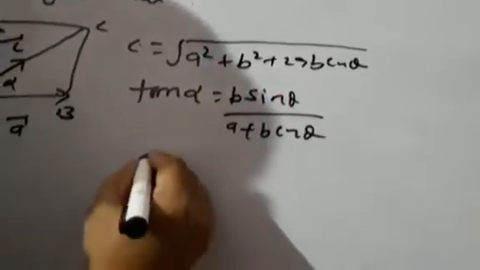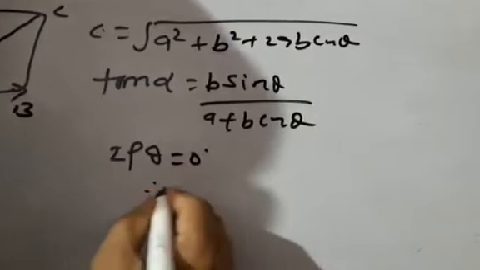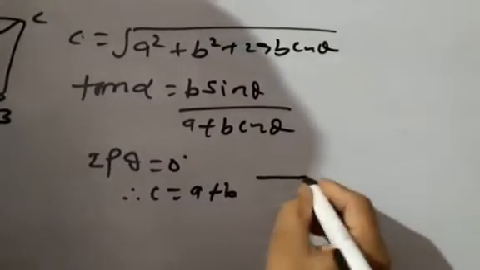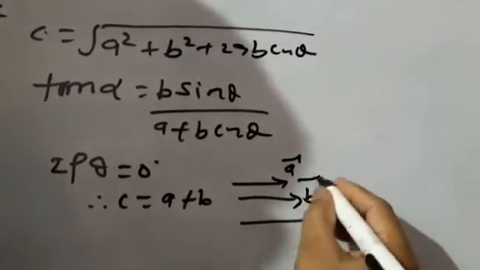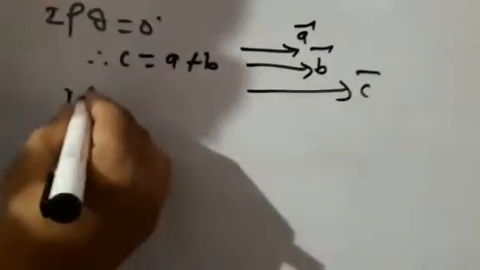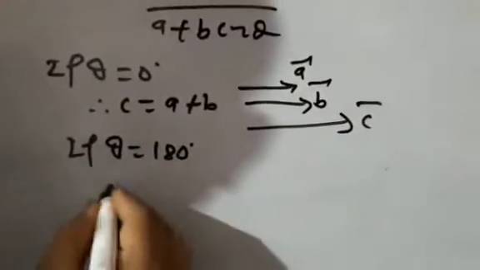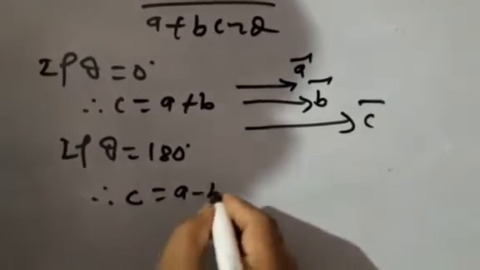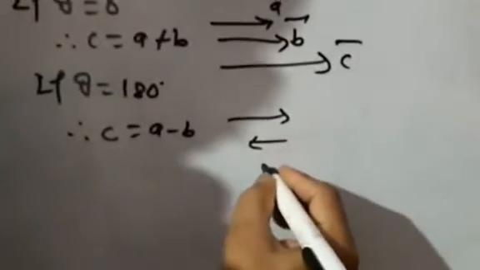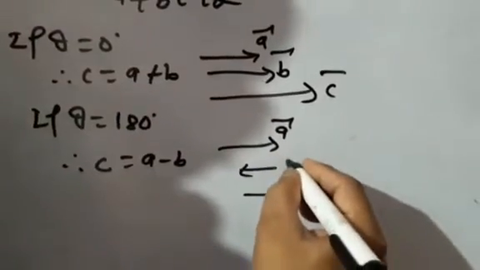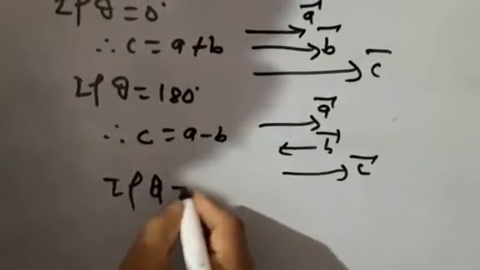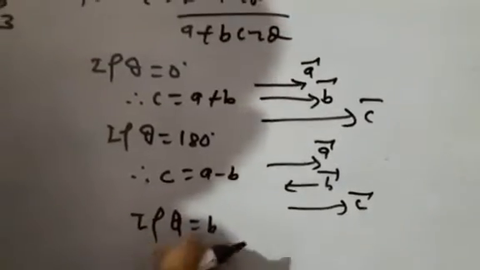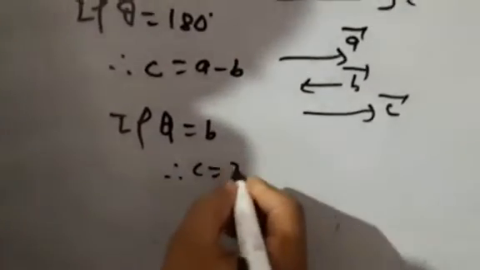Some special cases: if theta equals 0 degree, then C equals A plus B, and direction of resultant vector is along the direction of vector A and vector B. If theta equals 180 degree, then magnitude of resultant C equals A minus B, but direction of resultant is along the direction of the vector of higher magnitude. And if A equals B, that means magnitudes of both vectors are same, then C equals 2A cos theta by 2.